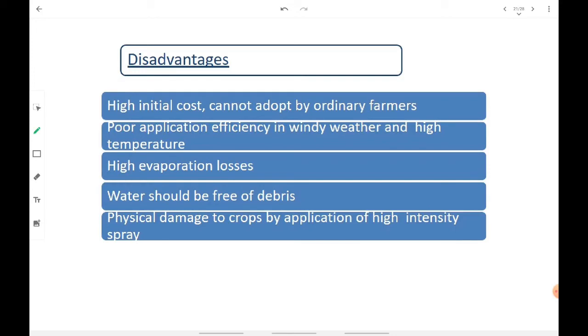If a particle gets stuck in the nozzle of the sprinkler, the nozzle is not going to work. That's why the efficiency drops, and that specific zone will get dried out.